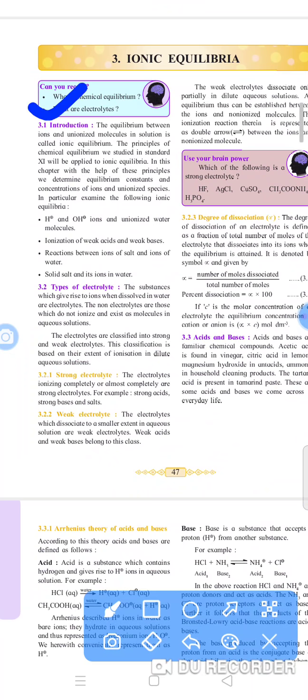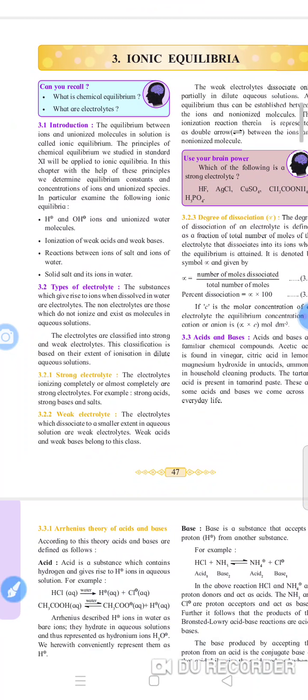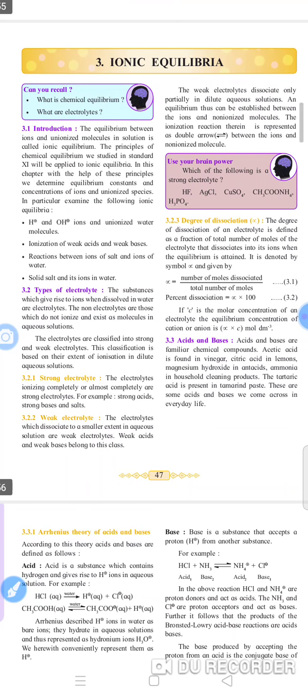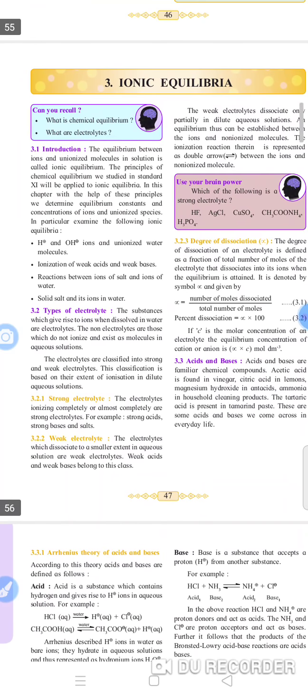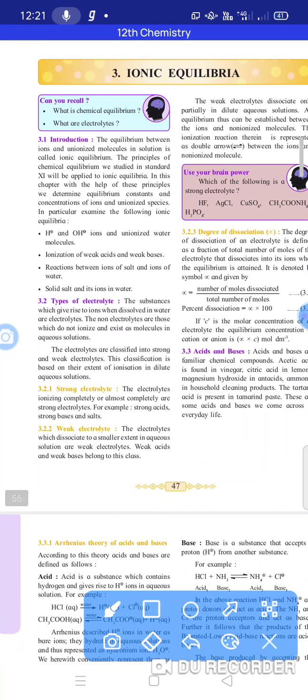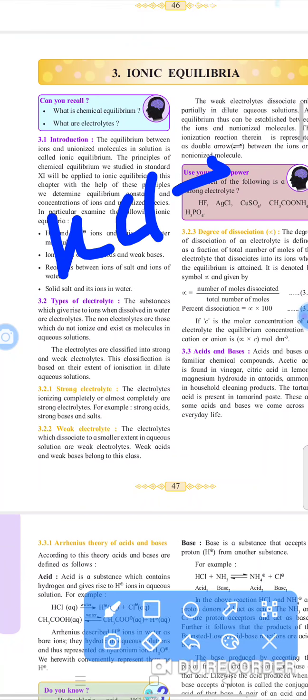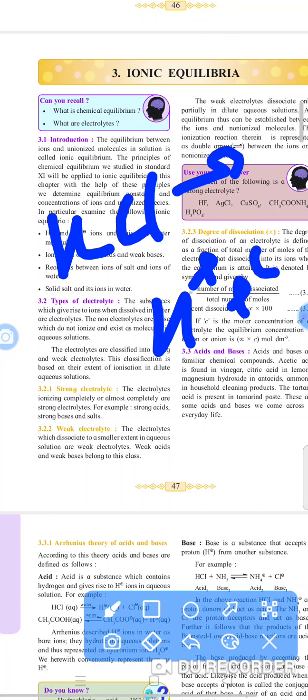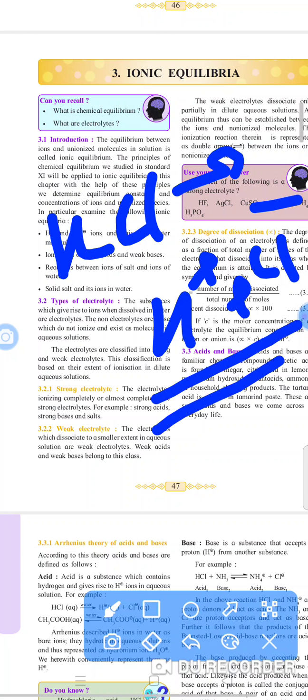What is the second question? What are electrolytes? Students, let us consider HCl. HCl dissociates, or gives rise to H plus and Cl minus ions when dissolved in water, and this is called an electrolyte.